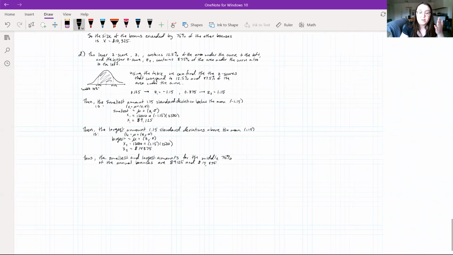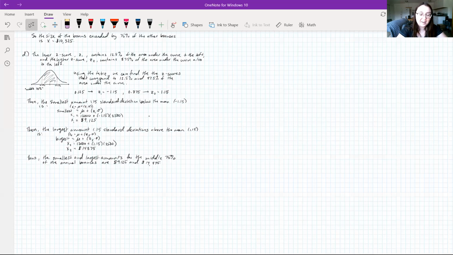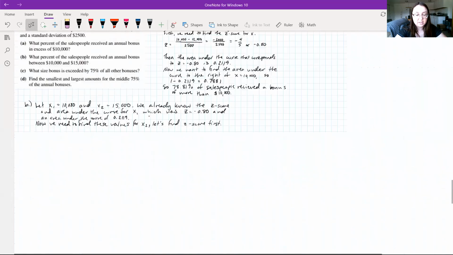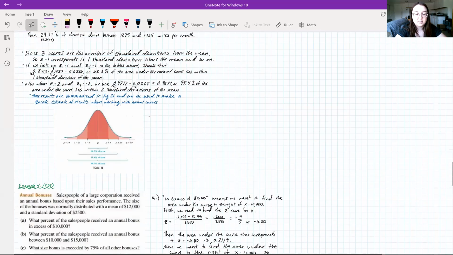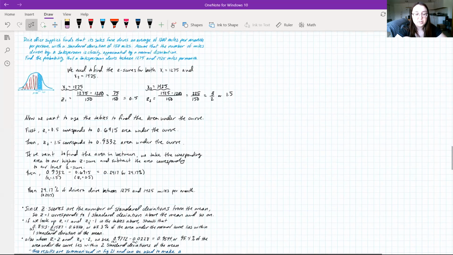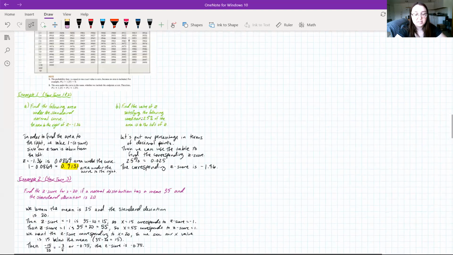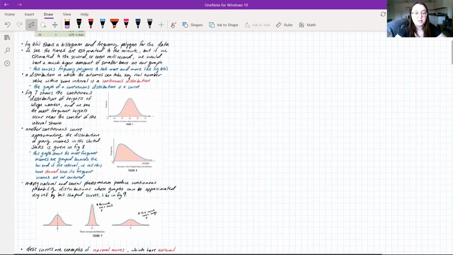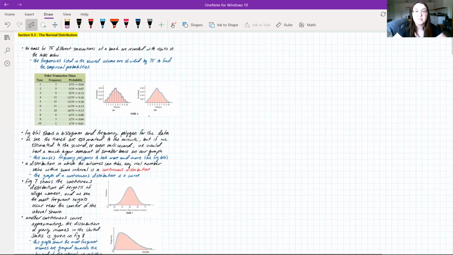All right, so that problem was very long. But we did see here that we really did work in a lot of these different ideas using our z-scores and our areas under the graphs, and then also finding our x coordinates that would correspond to these values. All right, so that was our very last section of our class.